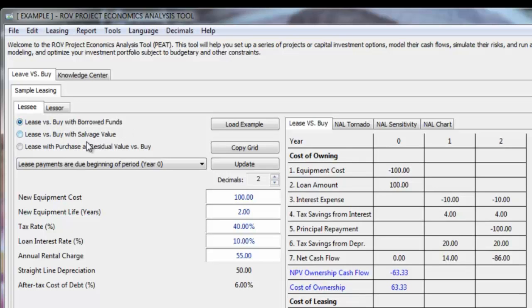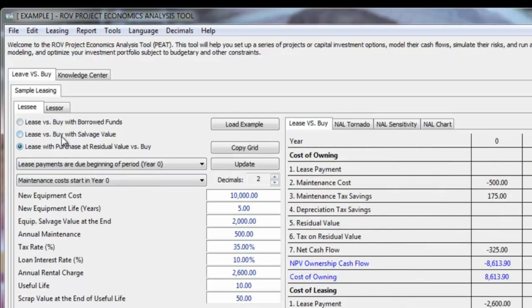You can do a lease versus buy with salvage value, which means if you purchase the equipment, you can at some point salvage the equipment. So there's some salvage value at the end of life, the economic life of the equipment, and you are able to recoup some of your revenues as well. Then there's lease versus purchase at residual value. What that means is you have the lease with the option to purchase at the end. So depending on the situation you're looking at, you can select the one that is most relevant to you.